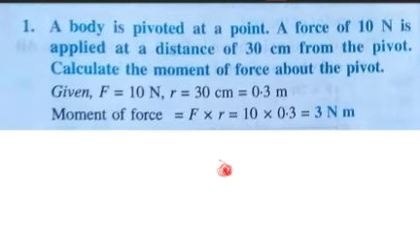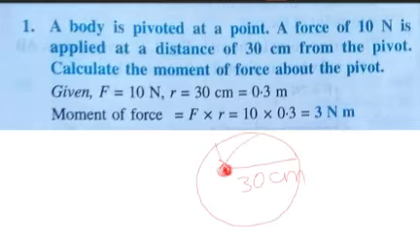So this is 30 centimeter. Suppose this is 30 centimeter and the force is applied at 30 centimeter. All 30 centimeter is there. Just imagine, and a force of 10 Newton is applied. Now calculate the moment of force about the pivot.